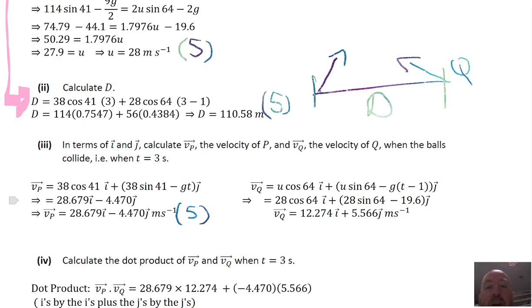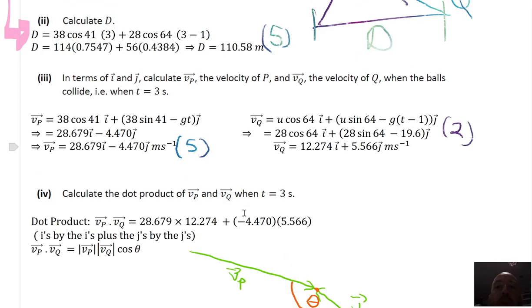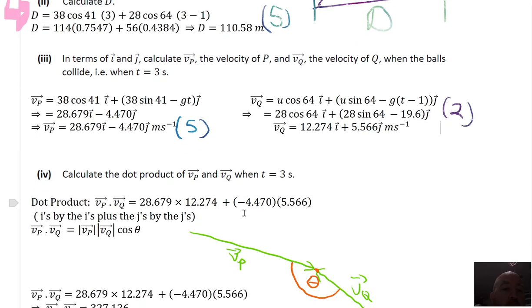So I forgot to put a minus here in front of the I. So I got the J thing perfect, but I forgot to put the minus in front of the I there. So I reckon that's a blunder, because it's a conceptual error. So I think I'm only getting 2 for that one. So I've lost 3 marks for that mistake.